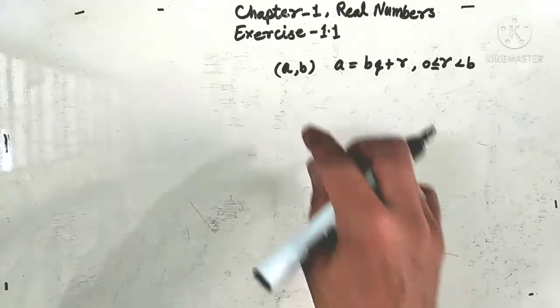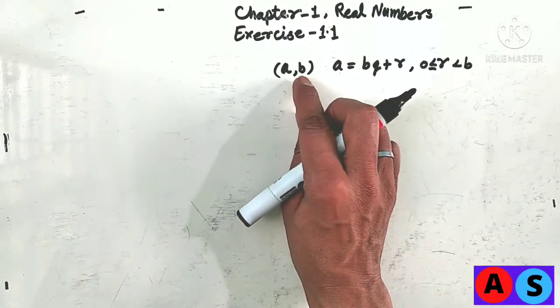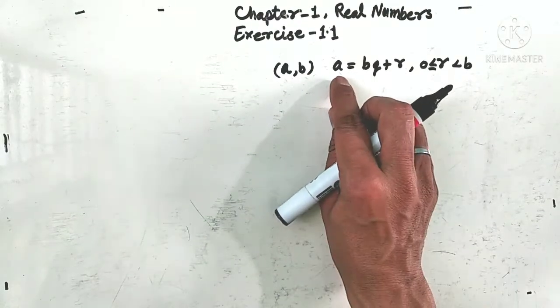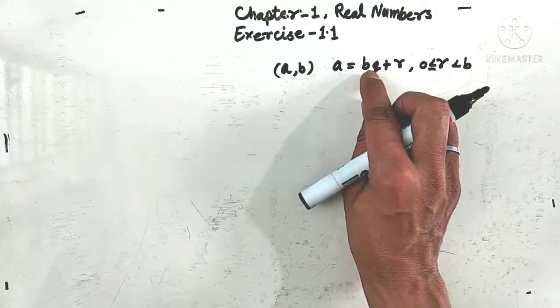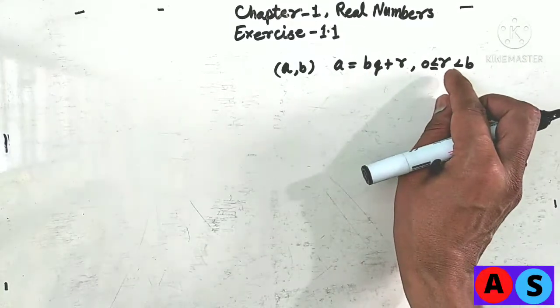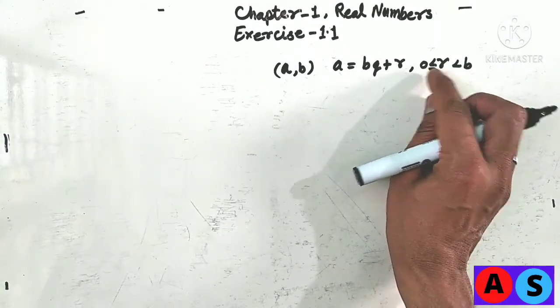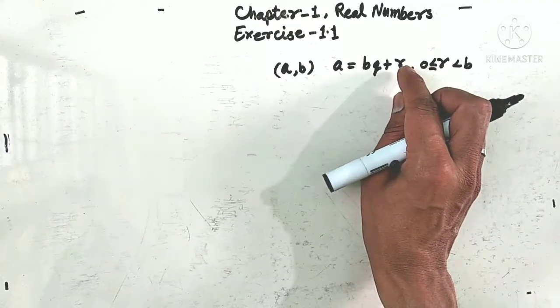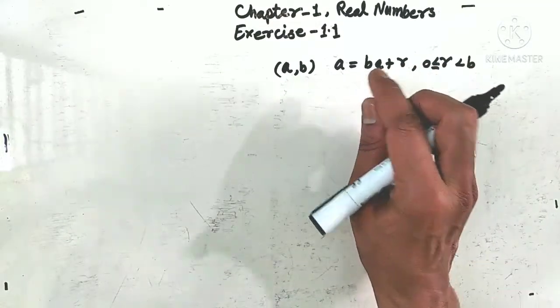Students, we know that if an integer a is divided by integer b, then by Euclid's division lemma we can represent a is equal to bq plus r, where the value of r is greater than or equal to 0 but smaller than the divisor. Here q is the quotient and r is the remainder.